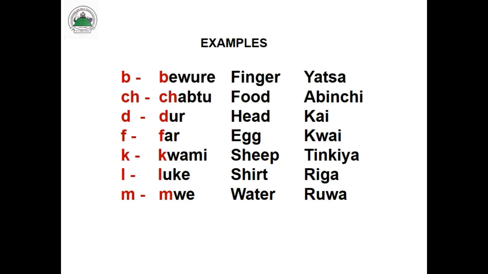Then the next consonant is pronounced L. So this one, you also raise the tip of the tongue to touch the front roof of your mouth. So the example we have there is luke. It is pronounced luke, which means shirt in English, riga in Hausa. Then another one there we have is M. So this one, you also bring the two lips together while you force air through the nose. So the example we have there is mwe. It is pronounced mwe, which means water in English, ruwa in Hausa.